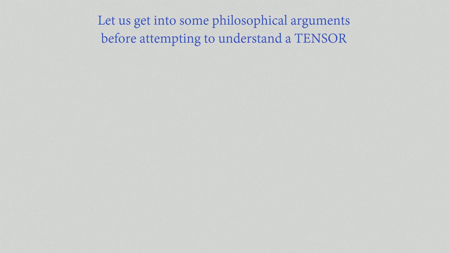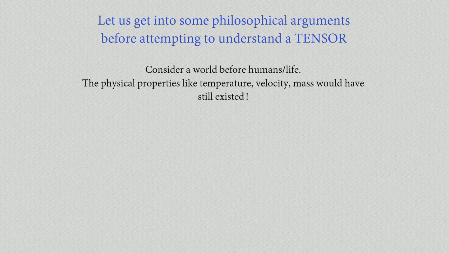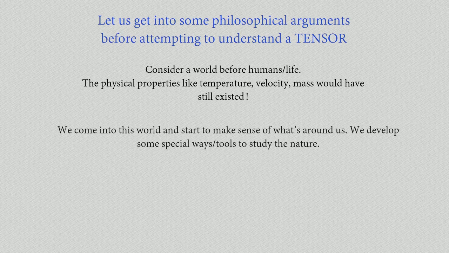Okay, so consider a world before humans or any life form. No plants, no animals, nothing. There is no conscious being in this universe. So even at that time, the physical properties like temperature, mass, speed, velocity would have existed. Although there won't be any names like these because we gave these names, these properties did exist at that time also.